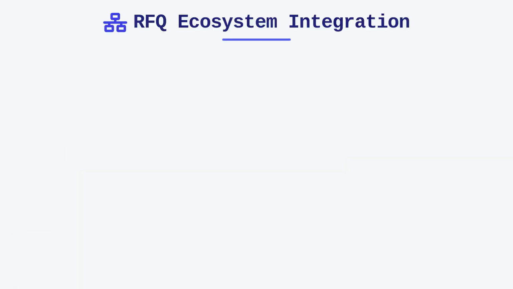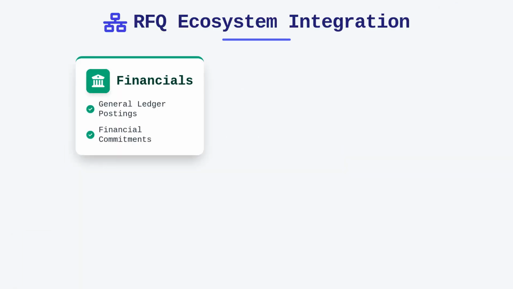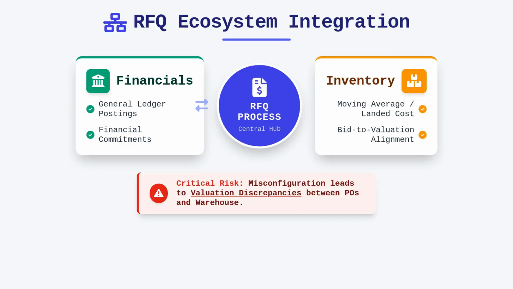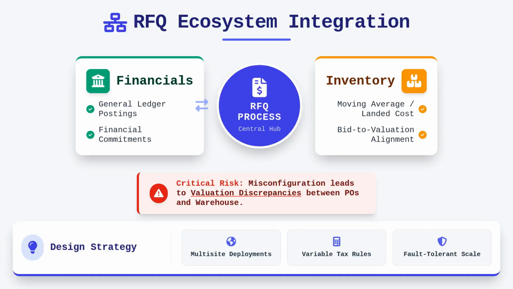When looking at the broader ecosystem, the RFQ process does not exist in a vacuum. It is deeply intertwined with financial and inventory modules. Once an RFQ is accepted and successfully converted into a purchase order, the system must handle the corresponding general ledger postings to reflect the financial commitments.